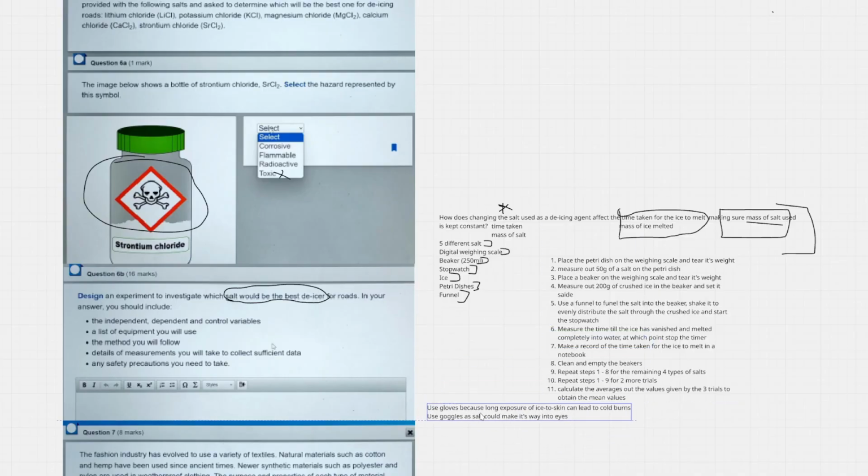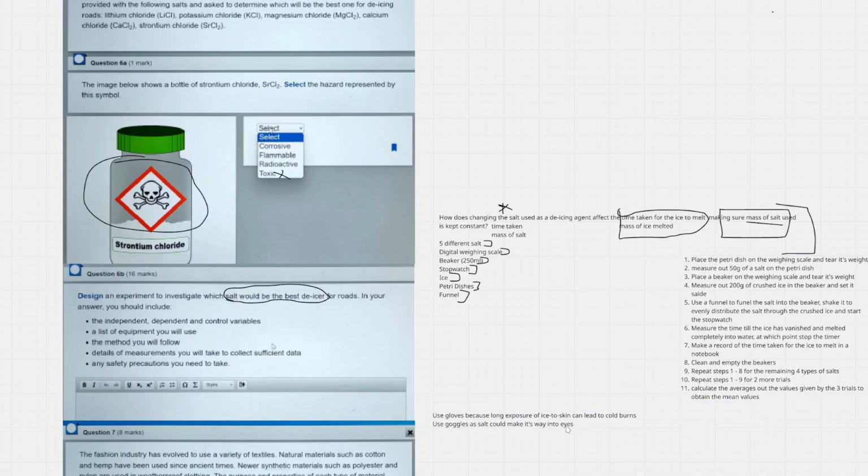I mean, it's always been a meme to me in the MYP that we have to write all this down, but it is what it is for some marks, I guess. And that wraps up question 6.